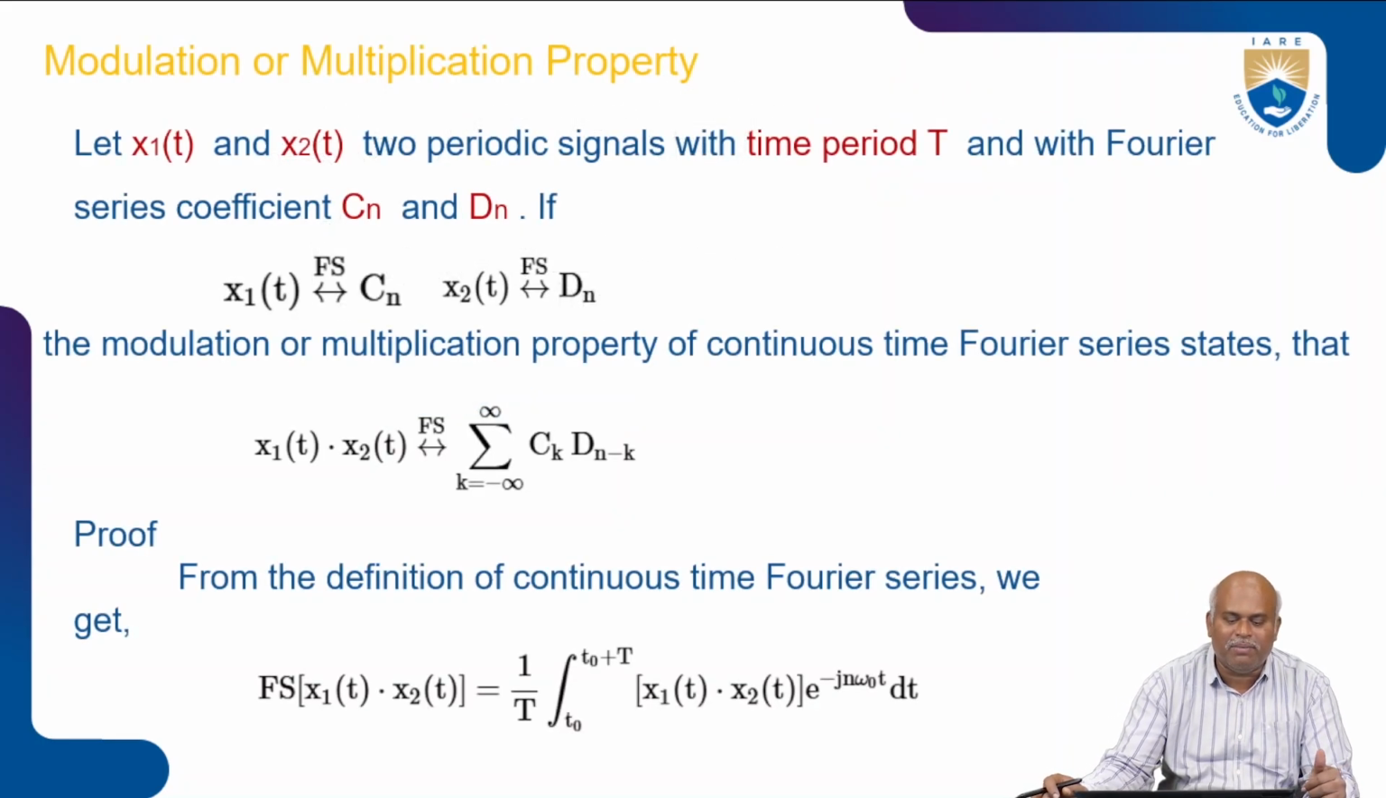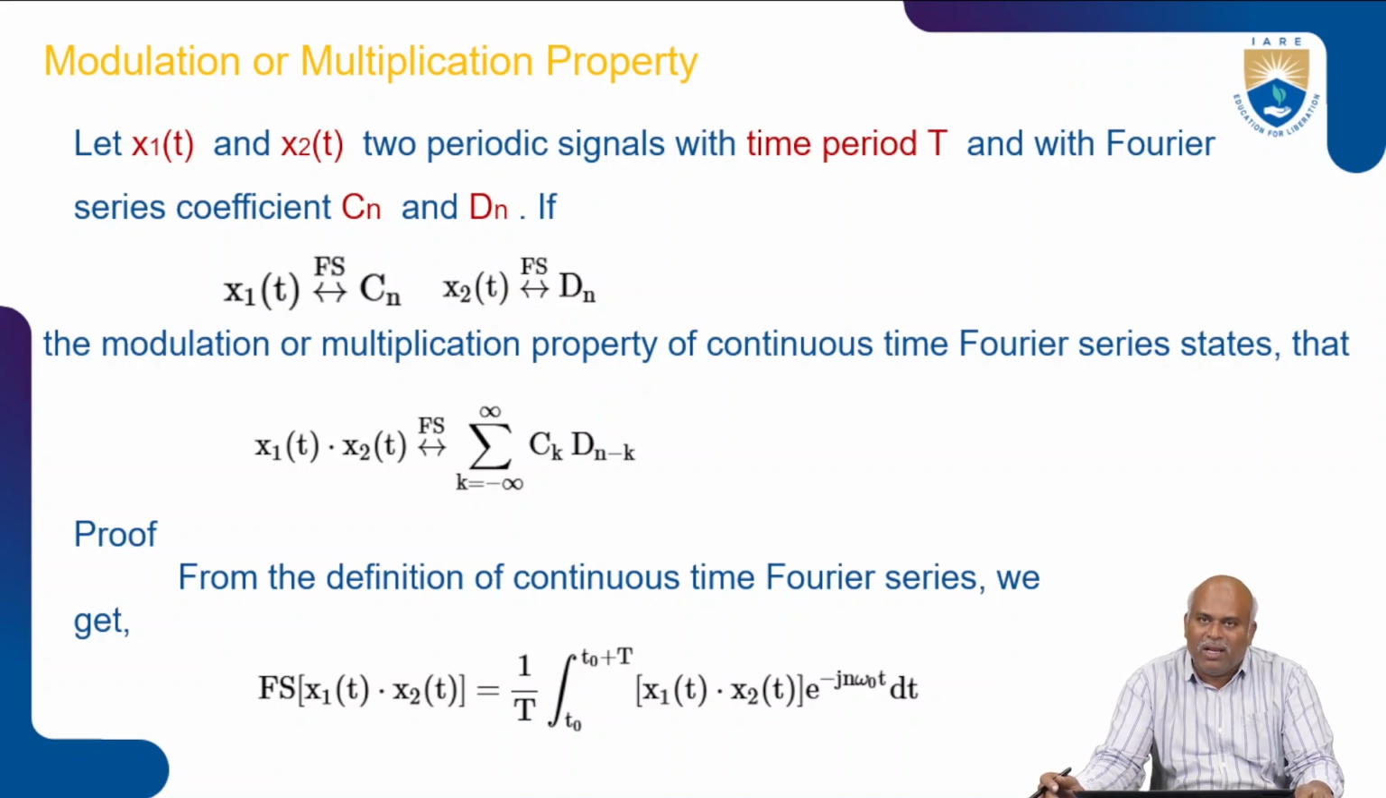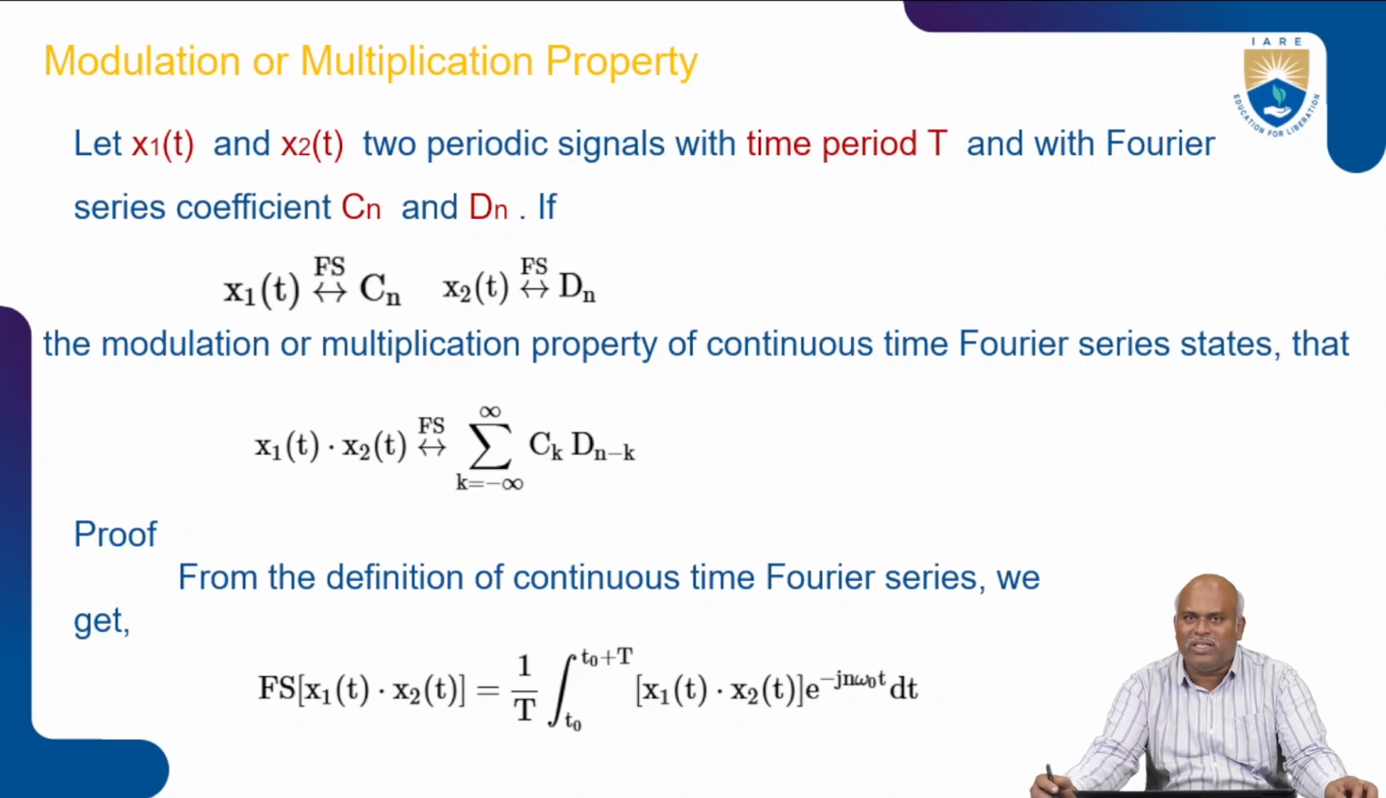For the next property, multiplication or modulation property of Fourier series. Here I take two signals, both periodic signals. The first signal I represent as x1 of t, and the second signal as x2 of t. Why? Because if we need to multiply, at minimum we need two inputs. So both inputs are represented as periodic signals.